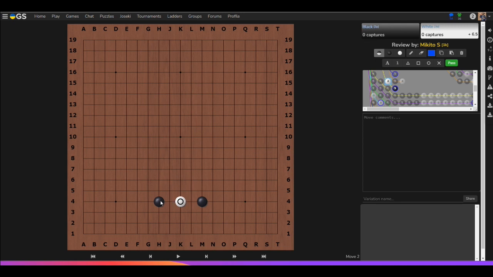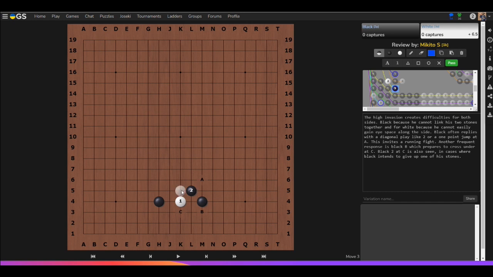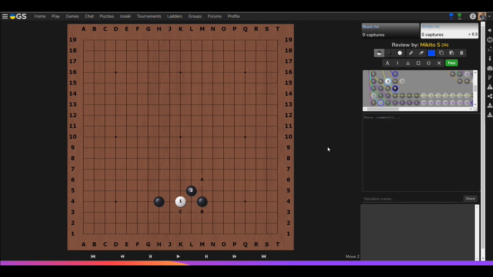So understand that these high stones can be disconnected pretty easily. That's why Black usually chooses the diagonal or A, to put pressure on this, which is going to create a running battle. All right, let's look at some examples of these.